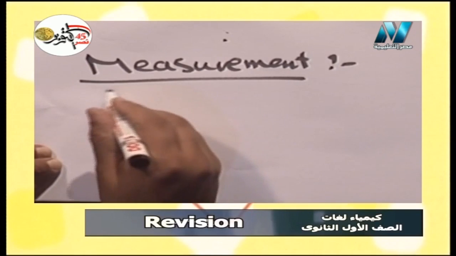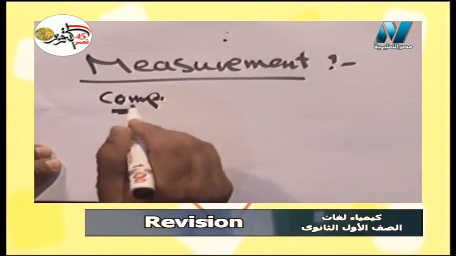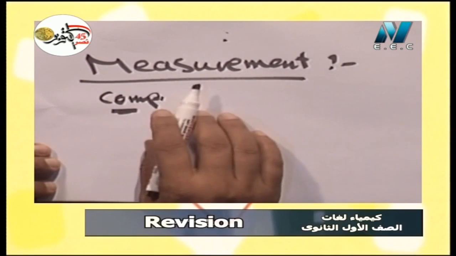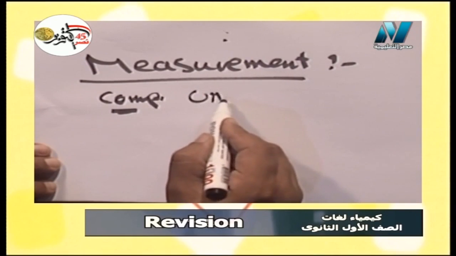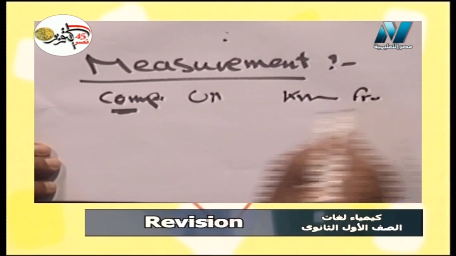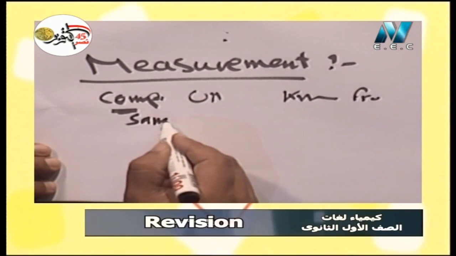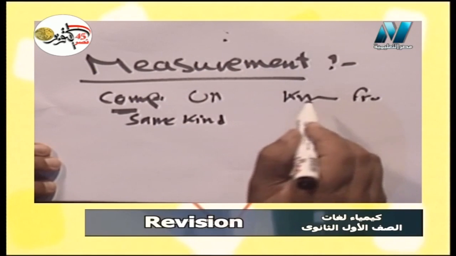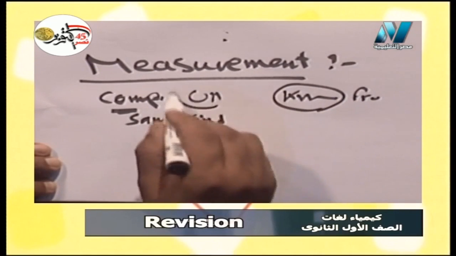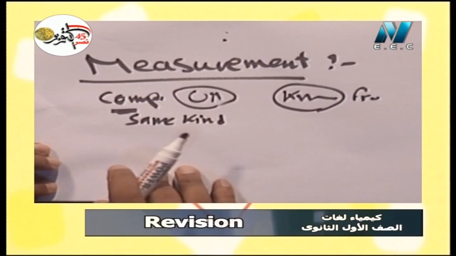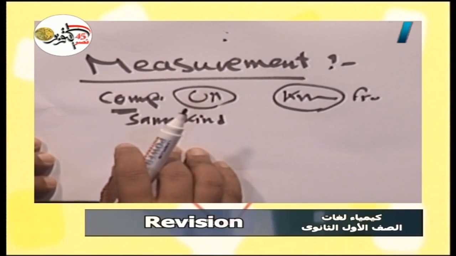What do we mean by comparison? Comparison means comparing two physical quantities. One of them is an unknown quantity, compared with a known one. Why? From the same type, from the same kind, to know how many units of the known quantity exist in the unknown. This is the concept of measurement. This concept of measurement is important in chemistry, of course. Why?